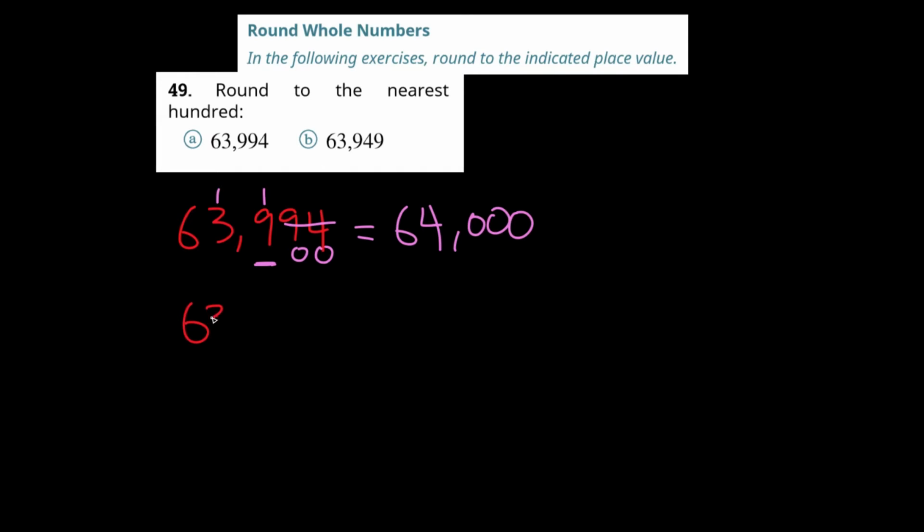We take a look at part B. We have 63,949. We want to round to the nearest 100. Underline the hundreds. Look to the right. 4 is less than 5, so that means we are rounding down. We don't add anything here, and then we change all of the digits after the underlined digit to 0. So we are left with 63,900.